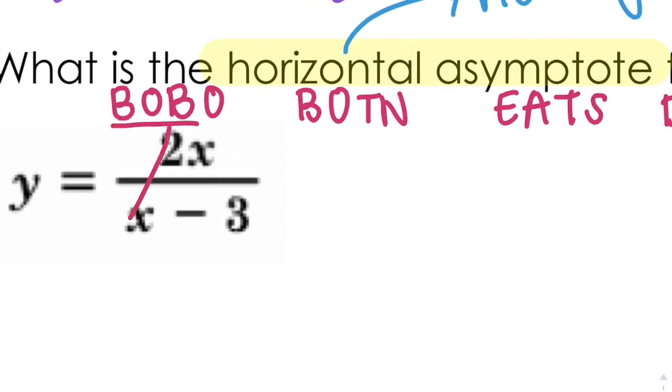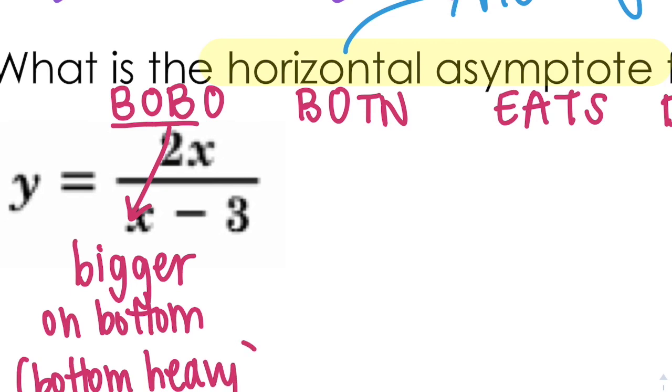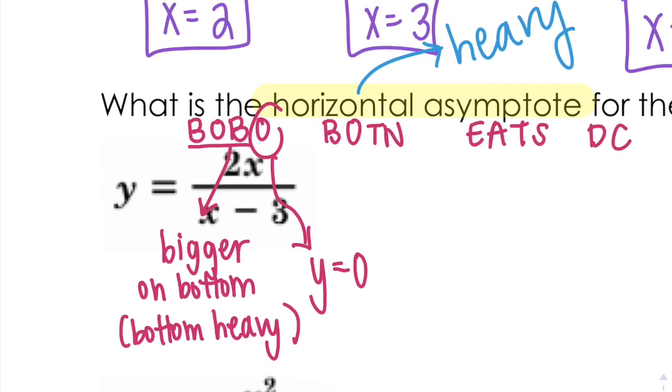Bobo, B-O-B, means it's bigger on the bottom, so bottom heavy, equals 0. So y equals 0. So bigger on the bottom, bottom heavy, y equals 0. Once again, I would write this on your pink piece of paper where you have room to write this. Also, because as we get into more and more graphing, that pink piece of paper just has all those rules on there for you. So that's Bobo, bigger on the bottom, bottom heavy, y equals 0.